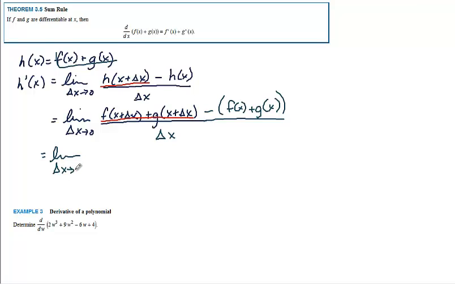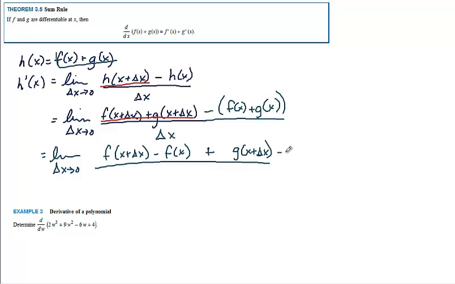Equals limit as delta x goes to 0 of, I want the f's collected and the g's collected. F of x plus delta x minus f of x, and then plus g of x plus delta x minus g of x when I distributed that minus sign, all over delta x. I'm going to do something here that I call bust a fraction. So it's the limit as delta x goes to 0. I'm going to bust this into two separate pieces, and I can know that using my limit laws I can do that.